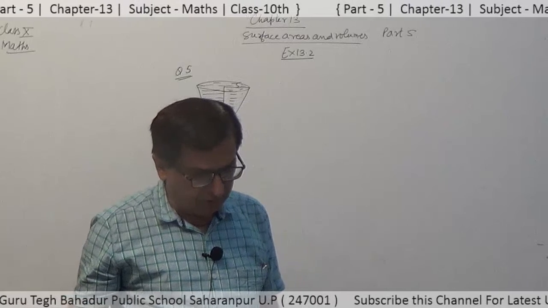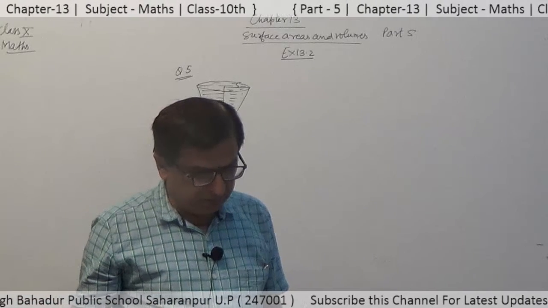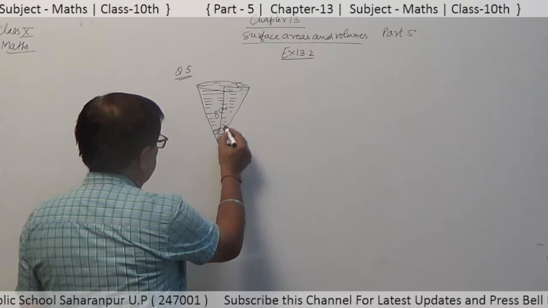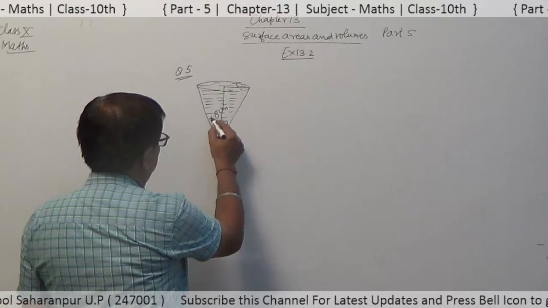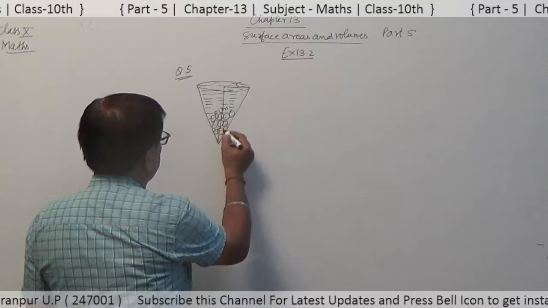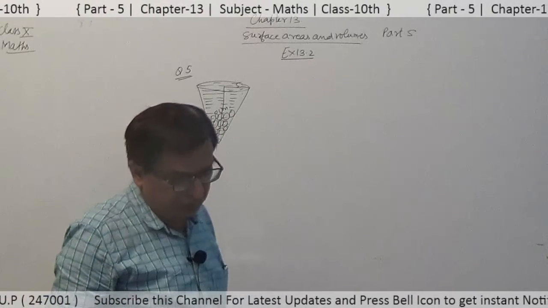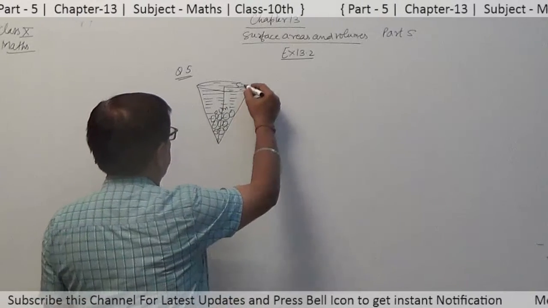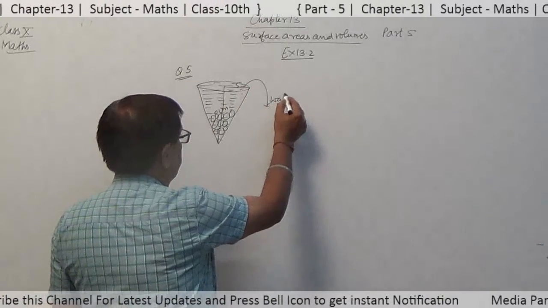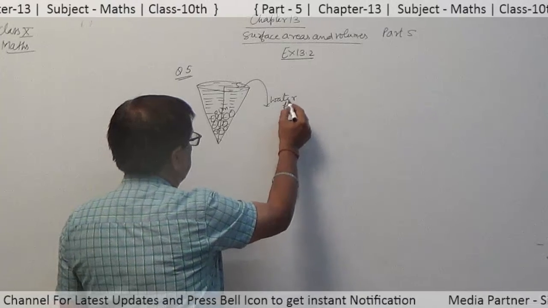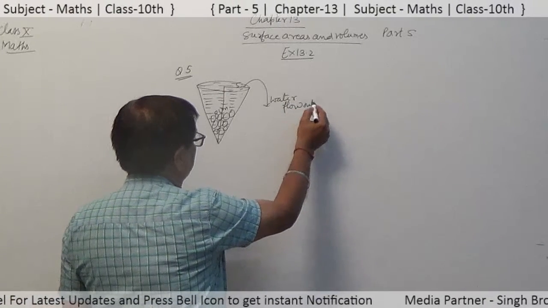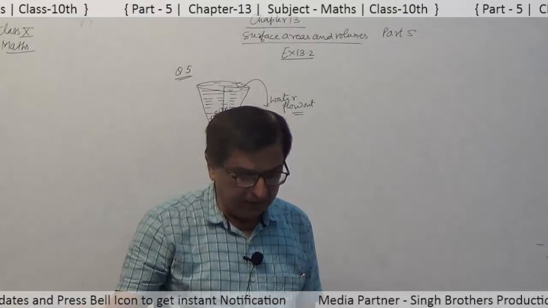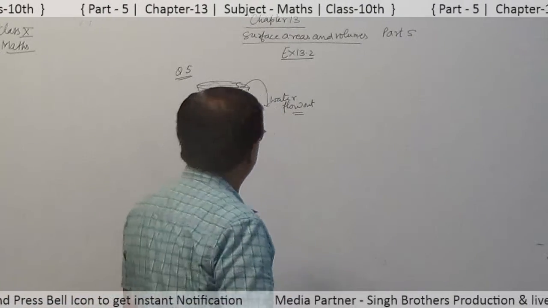Lead shots, each of which is a sphere of radius 0.5 centimeter, are put in it. Then 1/4 of the volume of water flows out. How many lead shots were dropped in the vessel?